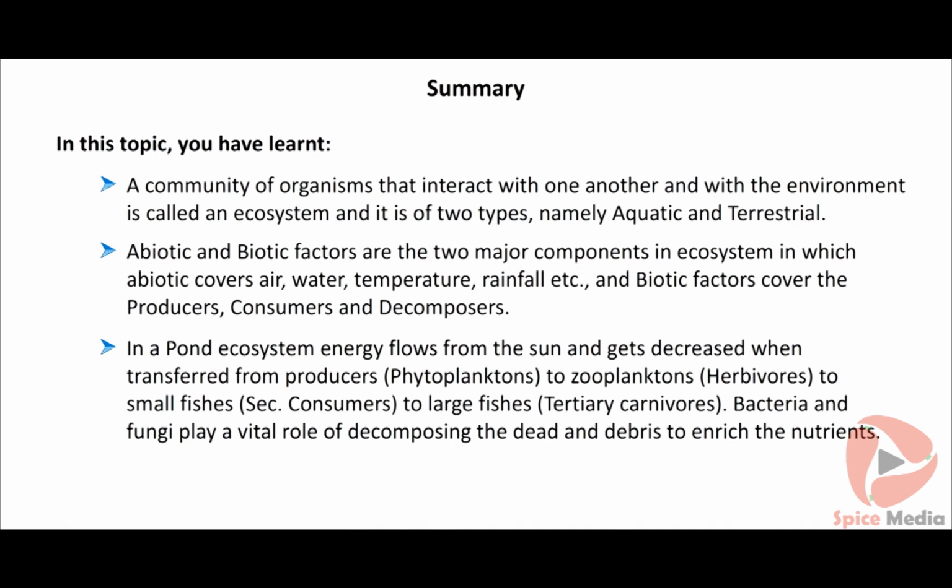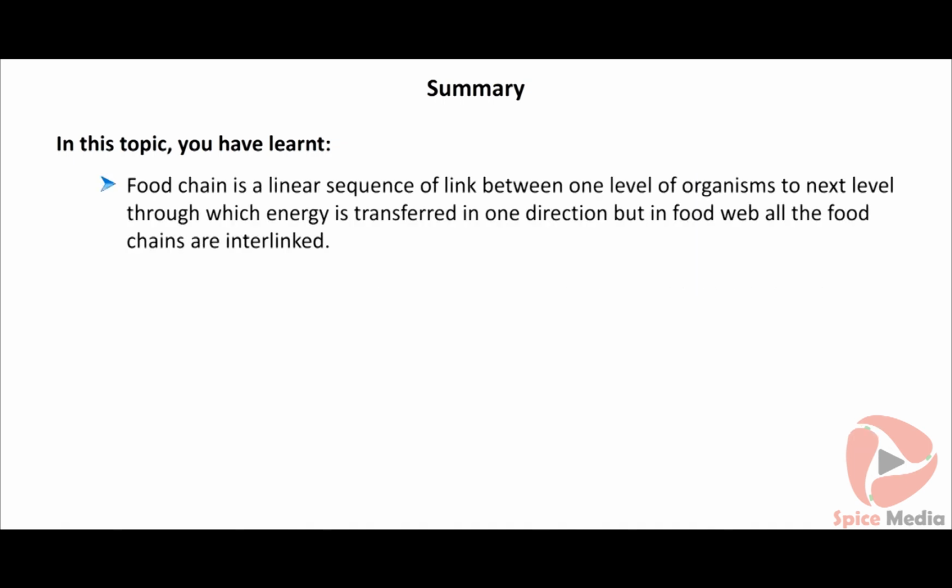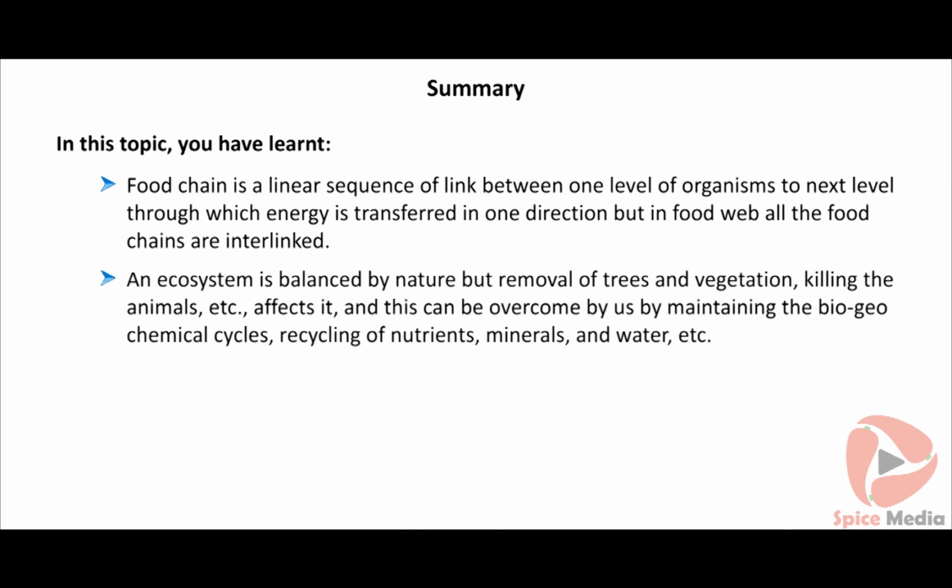In a pond ecosystem, energy flows from the sun and gets decreased when transferred from producers, which are phytoplanktons, to zooplanktons, which are herbivores, to small fishes, which are secondary consumers, to large fishes, which are tertiary carnivores. Bacteria and fungi play a vital role of decomposing the dead and debris to enrich the nutrients. Food chain is a linear sequence of links between one level of organisms to next level through which energy is transferred in one direction, but in food web all the food chains are interlinked.